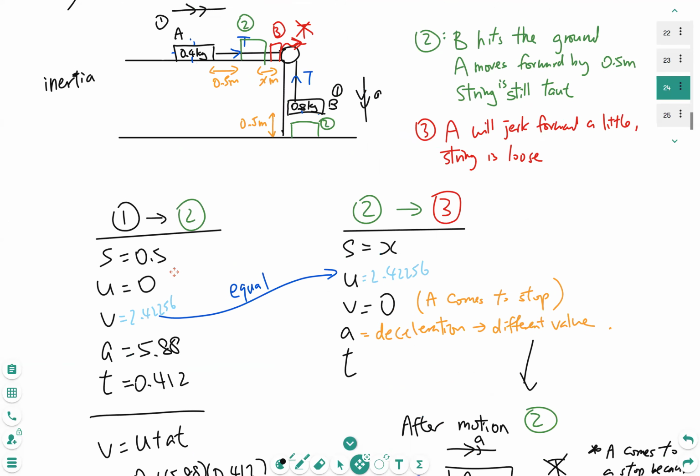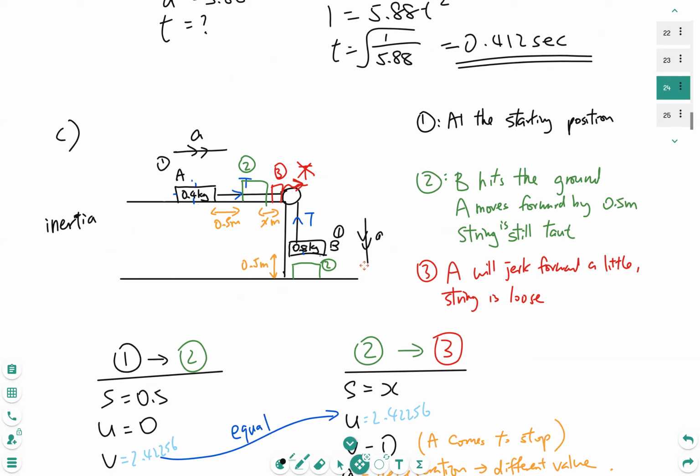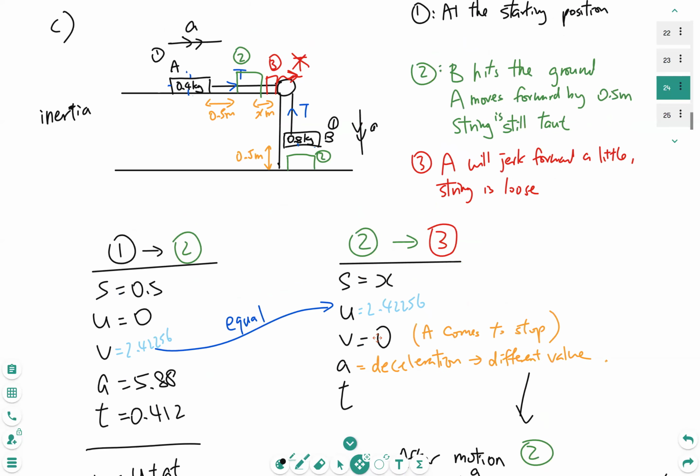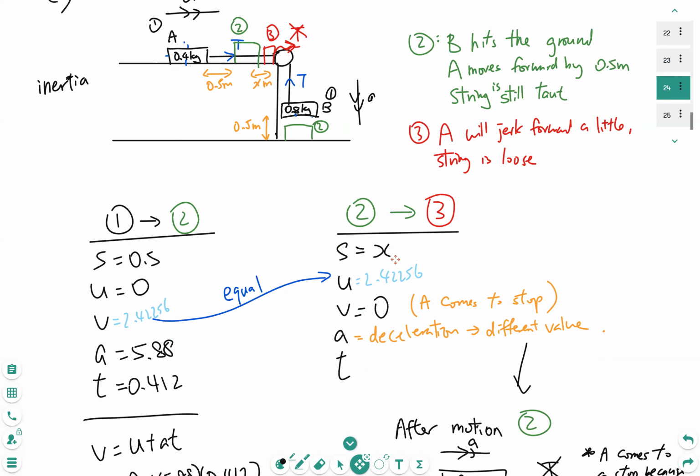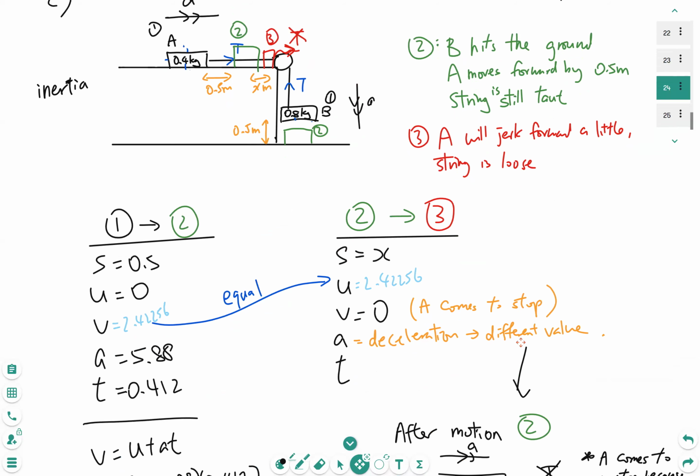We know S is 0.5, U is 0 because it's from rest, A is 5.8 because we calculated it in the previous part, and we want the time. What we first need to do is work out the final velocity from motion 1 to 2, which becomes the initial velocity from 2 to 3. This question wants the total distance, so S is X. They could ask for T, but this time they ask for X. And V is 0 because A finally comes to rest, it will stop ultimately. So V is 0, and we need a new value of A because of deceleration.